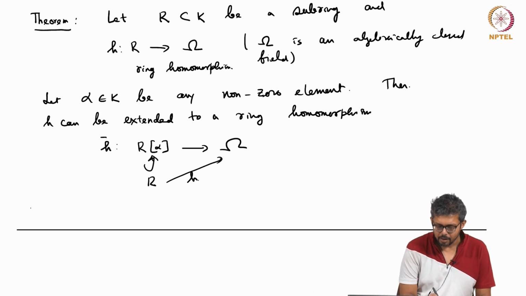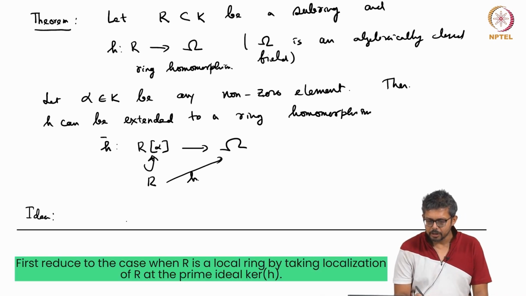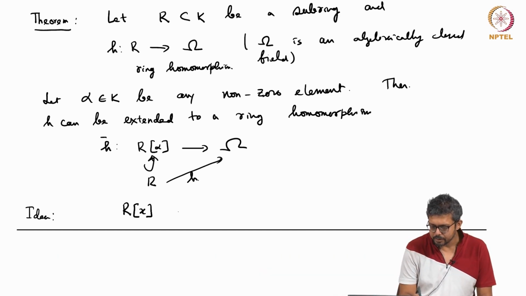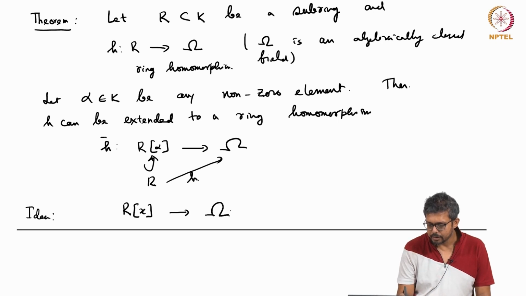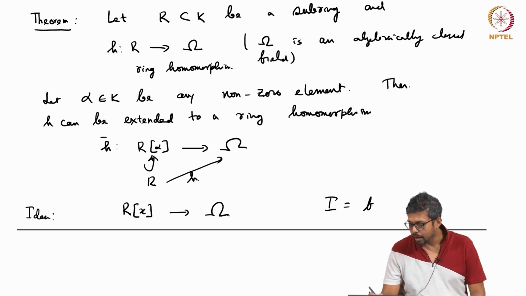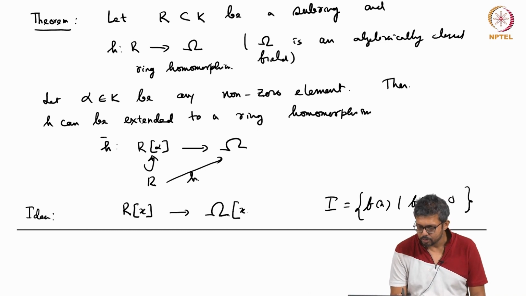So the idea is, I will not give a full proof. You take the polynomial ring R[x], and then you take the ideal I of all those f(x) such that f(alpha) equals 0. Now you take the image of this ideal, from R[x] to omega[x].